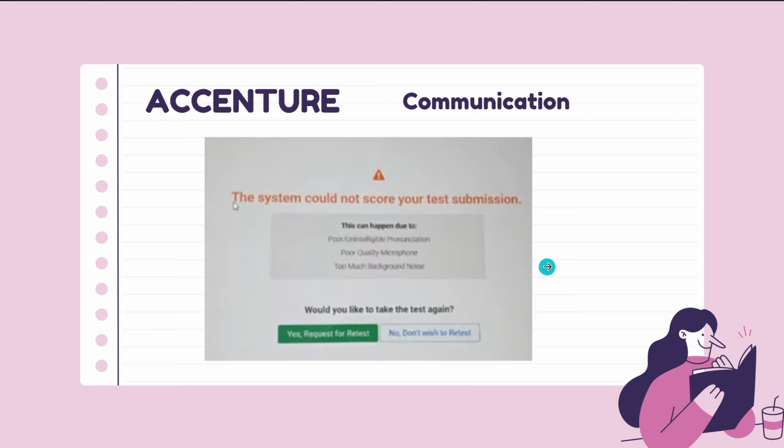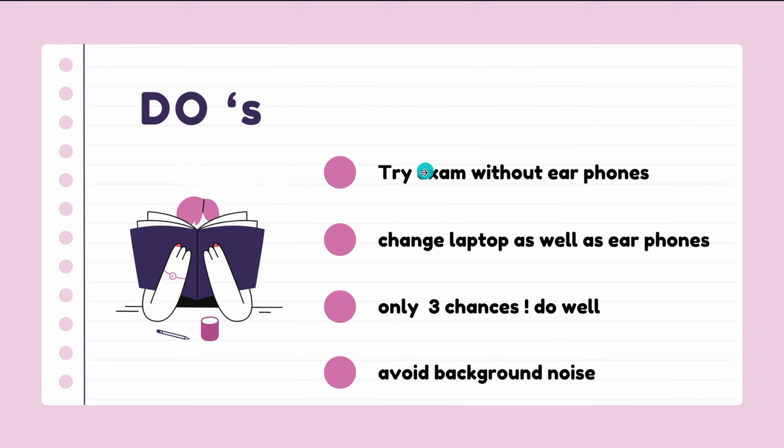For a few of the members, the communication round was successful without earphones only. It is not that earphones are compulsory, but it is good if you use earphones. I hope you got a good idea about this issue. Try the exam without earphones if you are facing it, and this is another option: try to change laptop as well as earphones, that is wired earphones, not Bluetooth. Bluetooth earphones are not allowed, only three chances. You will get an email as well as a WhatsApp message. Avoid background noise. Thank you.